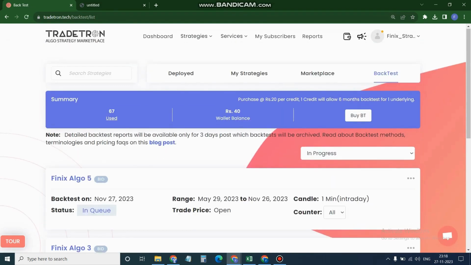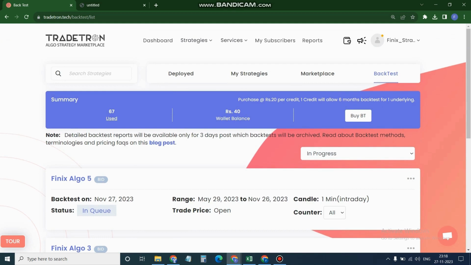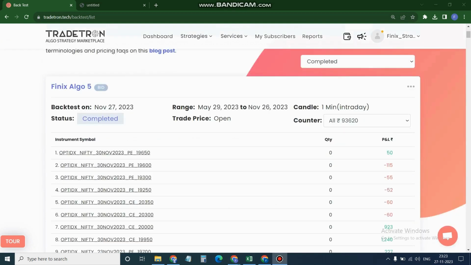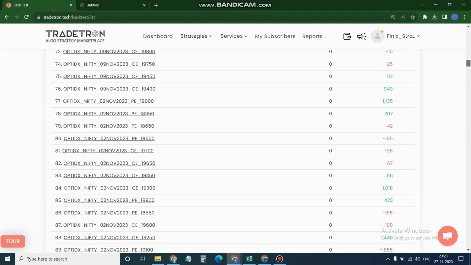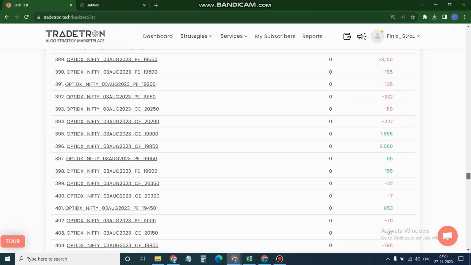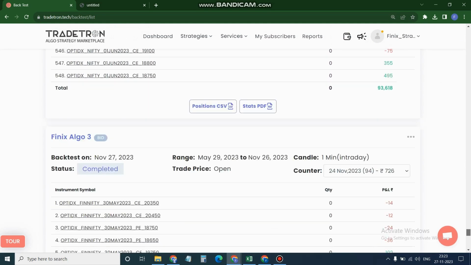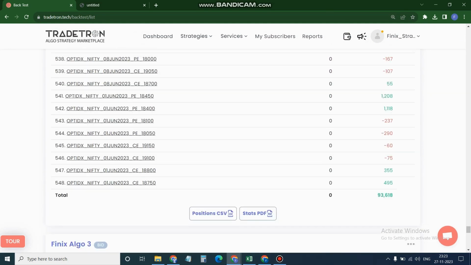Okay, it will take time, I will pause this one. Okay, so now it has been completed. So then we can see how much it has made in total. Okay, so 93,618 rupees for the last 6 months. For this it requires capital of 2 lakh, and another one, that is Algo 3, will require capital of some 1 lakh rupees.